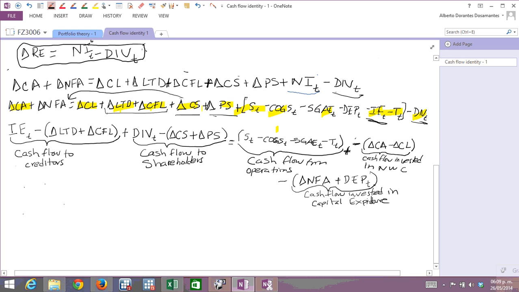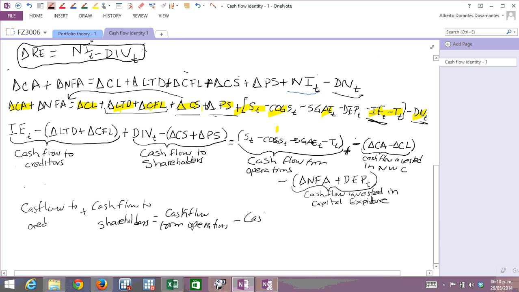Okay, then this is basically the cash flow identity. We ended up with the main formula: cash flow to creditors plus cash flow to shareholders is going to be equal to cash flow from operations minus cash flow invested in net working capital minus cash flow invested in capital expenditure.